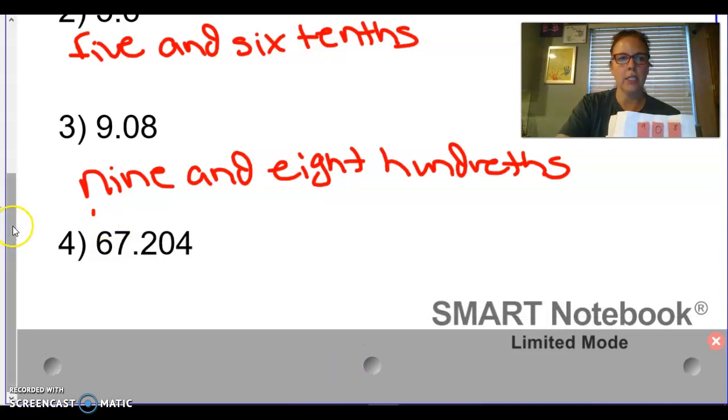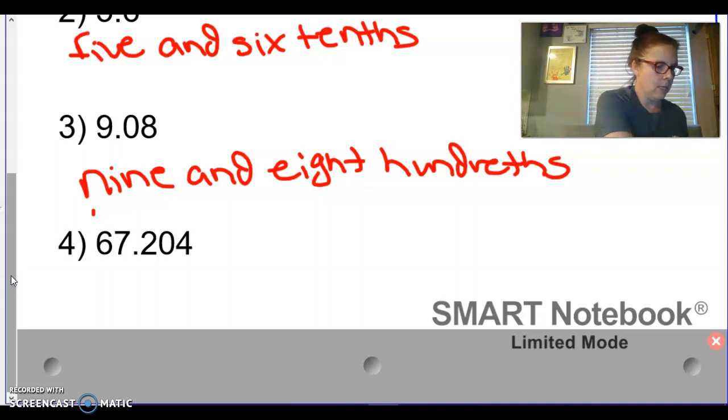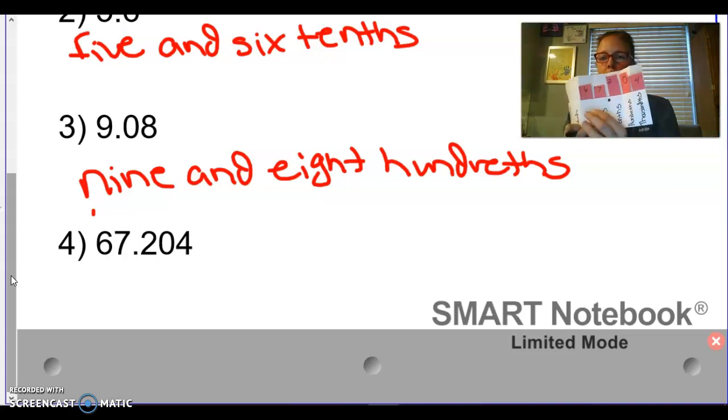All right, we're getting a little bit longer here. 6, 7. So we have 67,204. I love this little flippable or foldable. I don't know where my 2 is. I'm kind of a mess over here. Oh, here it is. So again, if you don't have the little strips, that's okay. You can just kind of pretend it or write it in pencil.